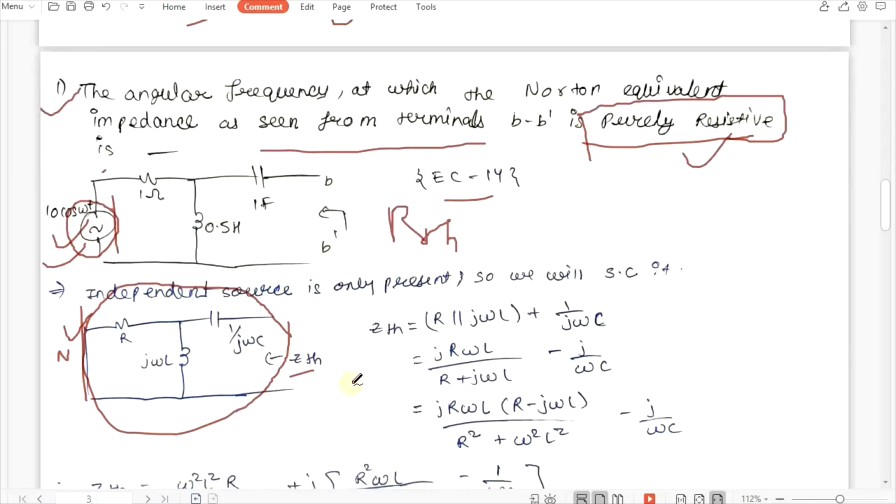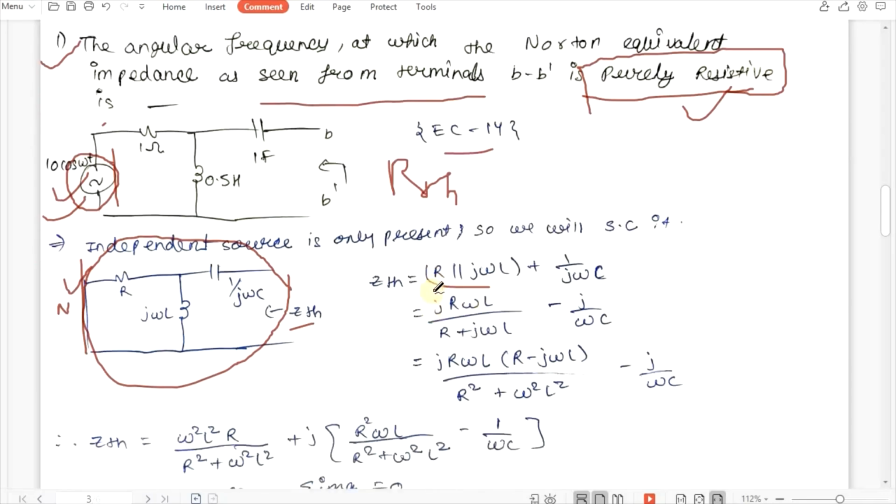Okay, now let's try to separate our real part and imaginary part. If we solve this, it will be R into j omega L, so it will be j omega L R upon R plus j omega L, right? R plus j omega L, and this will be 1 upon j omega C. If we take j to the numerator, it will be minus j upon omega C.